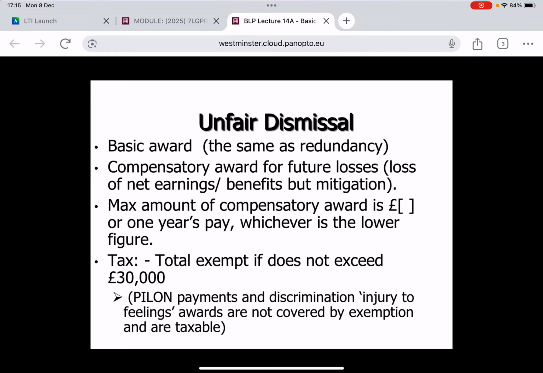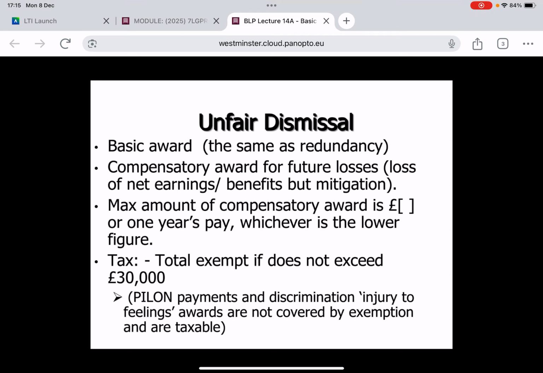The basic award, which is, as I said, basically the same calculation as for redundancy, and we'll look at the next slide for detail shortly, and the tribunal will then, however, award a compensatory award, which is what is just and equitable, having regard to the employee's losses. Obviously, a major element in this will be the lost net pay for the future period of unemployment until the tribunal would reasonably expect the employee to find a new job. He has, of course, a duty to mitigate at this time.